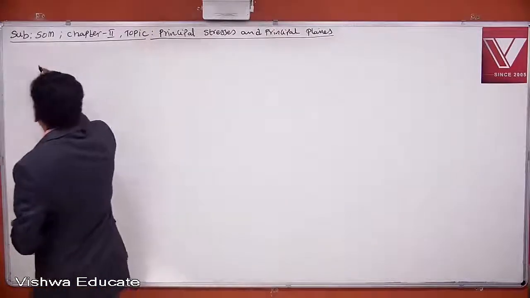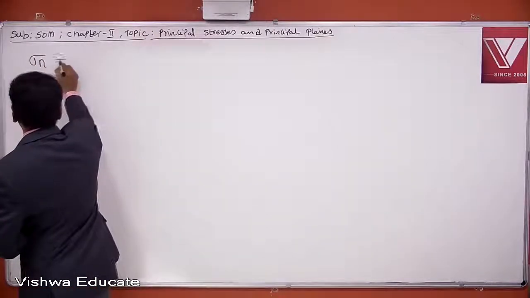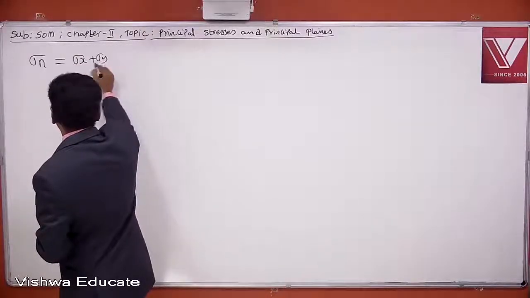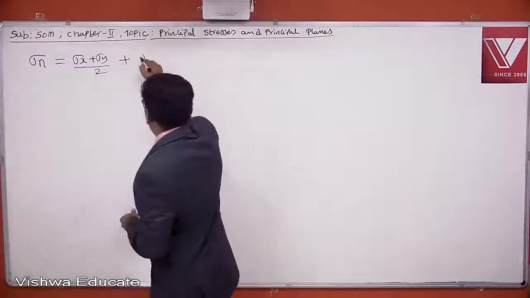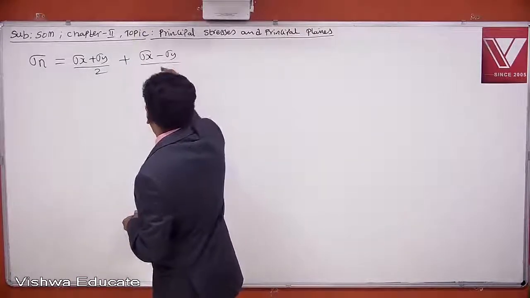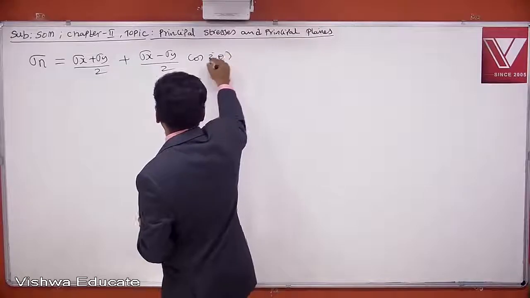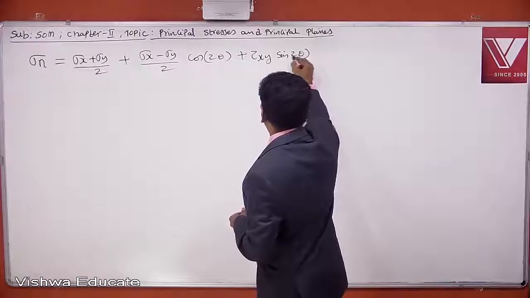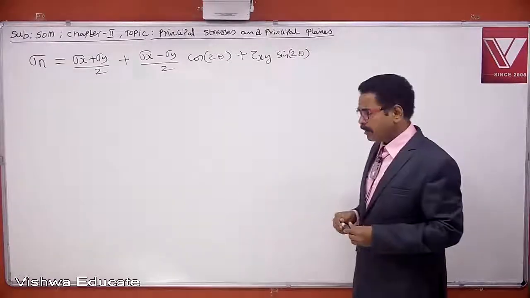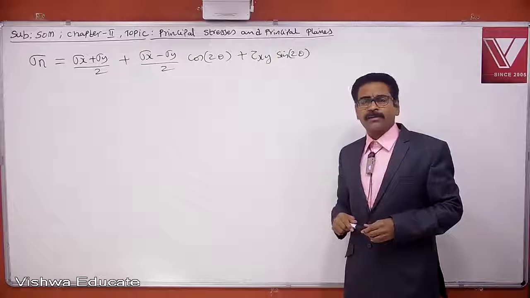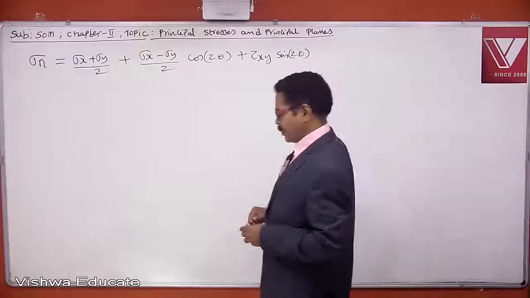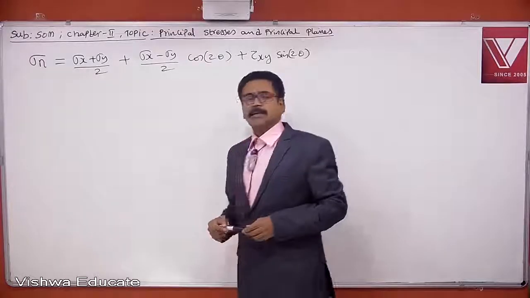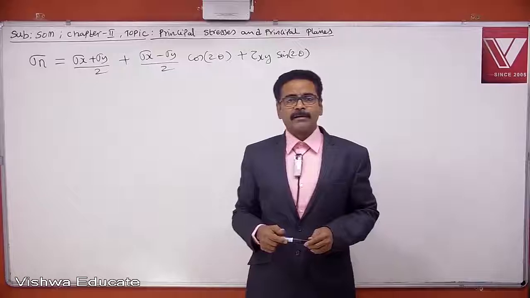So, first I am writing the normal stress equation. Normal stress sigma n is equal to sigma x plus sigma y by 2, plus sigma x minus sigma y by 2 into cos 2 theta, plus tau xy sin 2 theta. So this is the formula to find normal stress on any plane. Now the highest sigma n is called major principal stress, and the lowest sigma n is called minor principal stress.